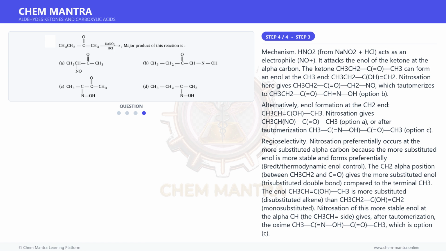Why other options fail? Option A. The nitroso tautomer is less stable than the oxime. It is not the major isolated product. Option B. This would arise from nitrosation at the less substituted terminal CH3 of the ethyl group, which forms the less stable enol, not the major product. Option D. This would be the oxime of methyl ethyl ketone at the ketone carbon itself, not an alpha nitrosation product. This structure does not arise from this reaction pathway.